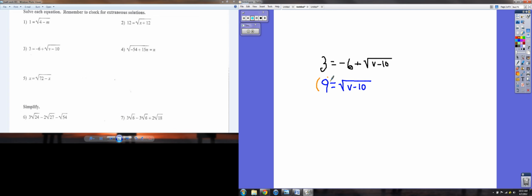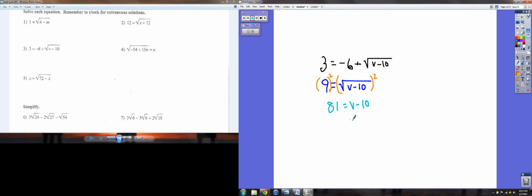Okay, I hope you said square it. So we're going to square 9, and we're going to square the square root of v minus 10. So on the left-hand side, let's just go ahead and work that out. 9 squared is equal to 81. And that's equal to, okay, well, what's left on this side? So we're squaring a square root. Okay, that's v minus 10.